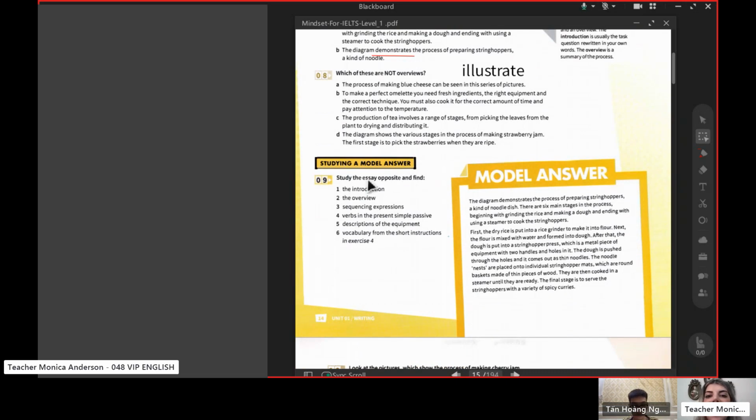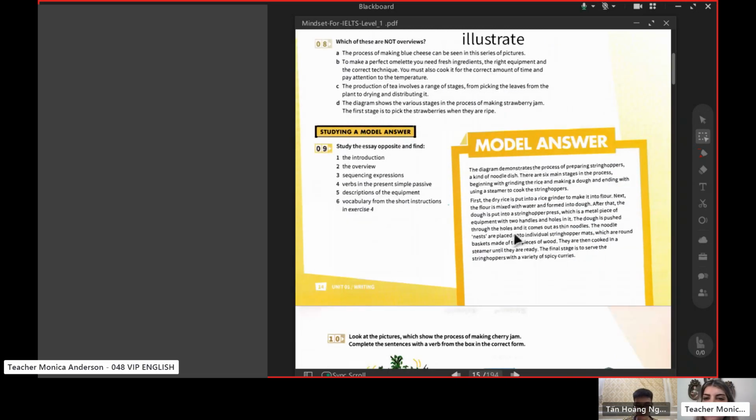Well, the next one. Okay, study the essay opposite and find the introduction, the overview, sequencing expressions, and the rest of them. Okay, it's your turn. Read.